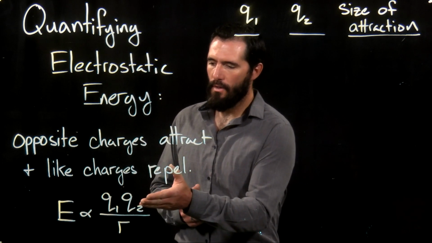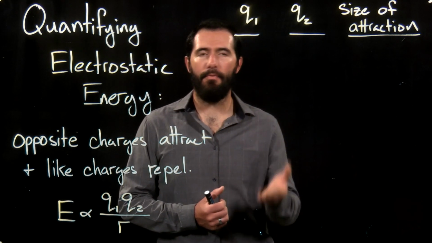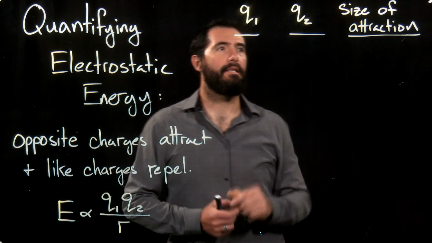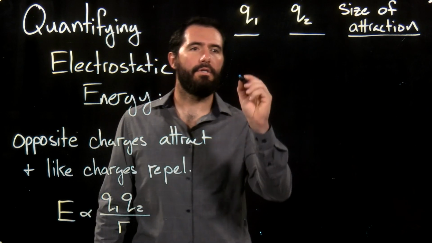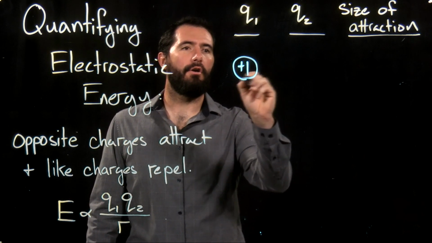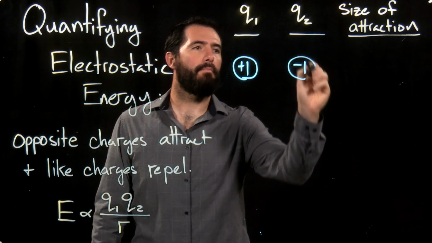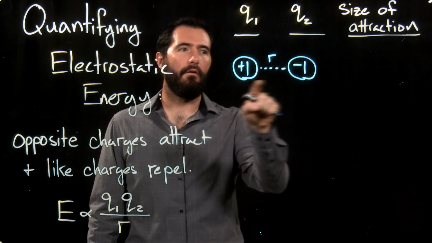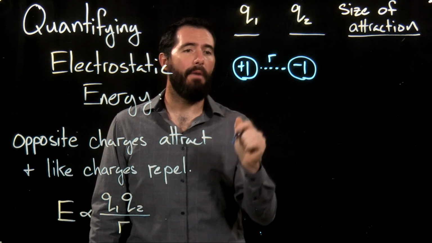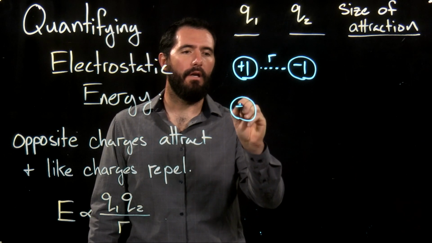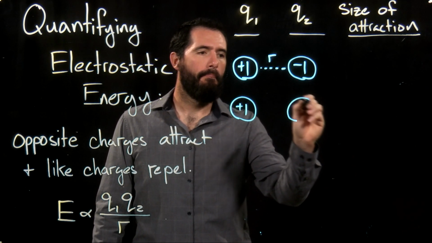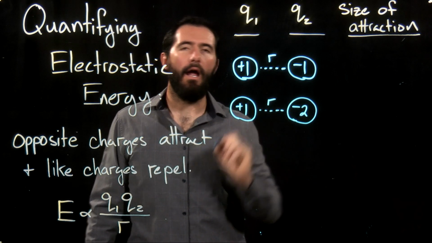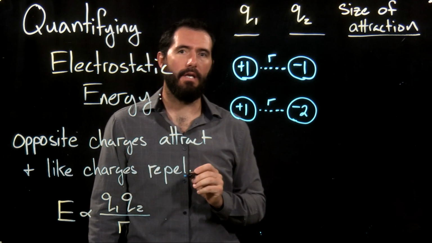So let's use this equation and think about some examples of two particles interacting with each other and assess the size of their interaction. We'll start with a +1 charged particle and a -1 charged particle separated by this distance here. So I have a +1 particle and a -1 particle. Now let's compare that to the interactions between a +1 particle and then a -2 particle, and they're at the same distance or the same radius between them.